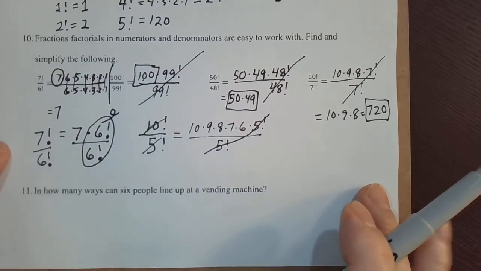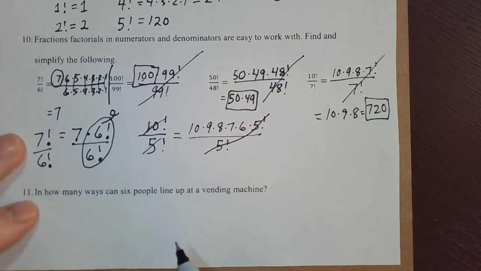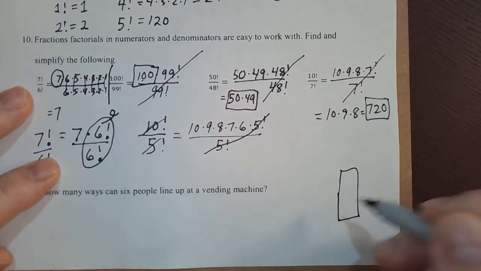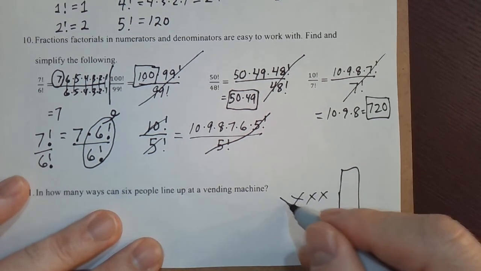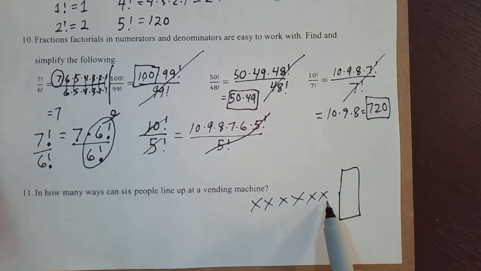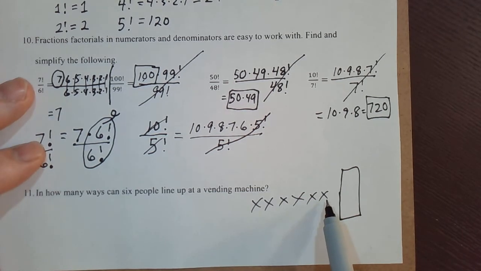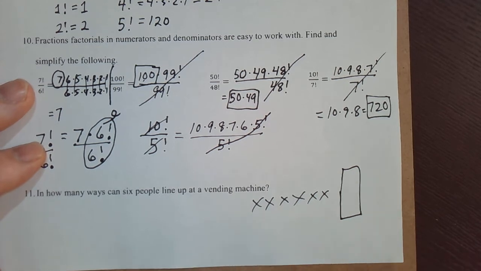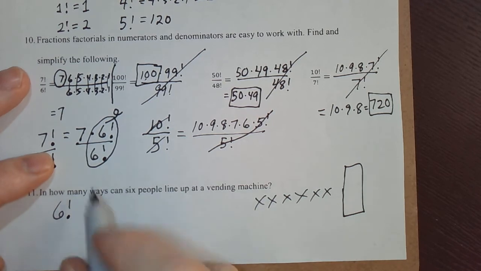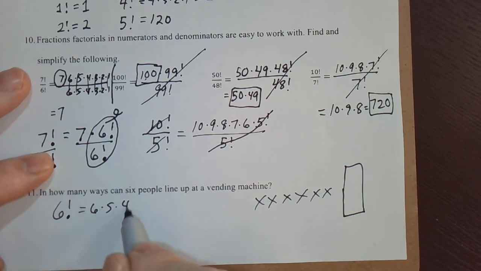Okay, warm-up question for the next video. In how many ways can 6 people line up at a vending machine? So you've got the vending machine, and then you've got 1, 2, 3, 4, 5, 6 slots. You've got 6 people to line up here. So, how many people could be at the front of the line? 6. How many could be in second place? 5, 4, 3, 2, 1. So in how many ways can 6 people line up at a vending machine? 6 factorial. Because it's 6 times 5 times 4 times 3 times 2 times 1.